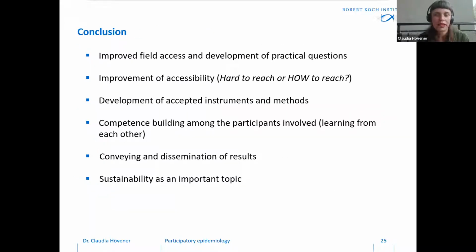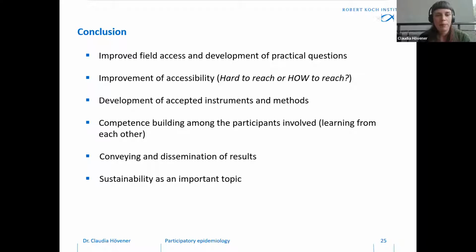So, concluding, if there are some challenges, why should we still include at least elements of participatory health research in epidemiological research? Of course, the improved field access is helpful, but also to develop practical questions that people want to answer, to understand better how to reach the so-called hard to reach, and to develop accepted instruments and methods. In other research studies where we were not able to go all the way with participatory health research, at least we would try to develop instruments together or have them validated by community members to make sure that they work for everyone.